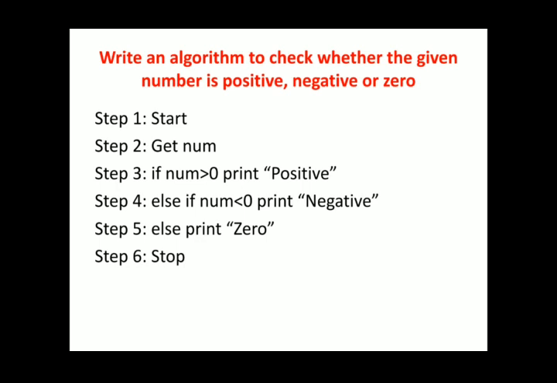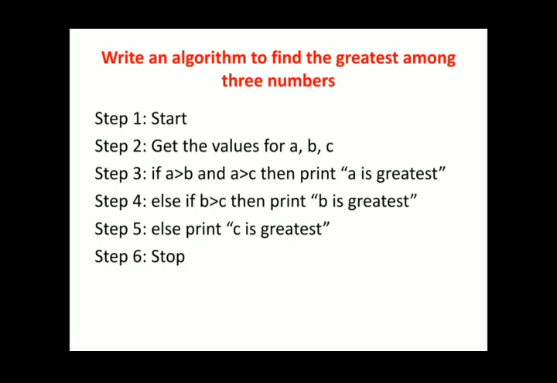Algorithm to find the greatest among 3 numbers. Step 1 begins with the word start. In order to find the greatest among 3 numbers, it is important to get 3 input values from the user. The first value is assigned to the variable A, the second value is assigned to the variable B, and the third value is assigned to the variable C.